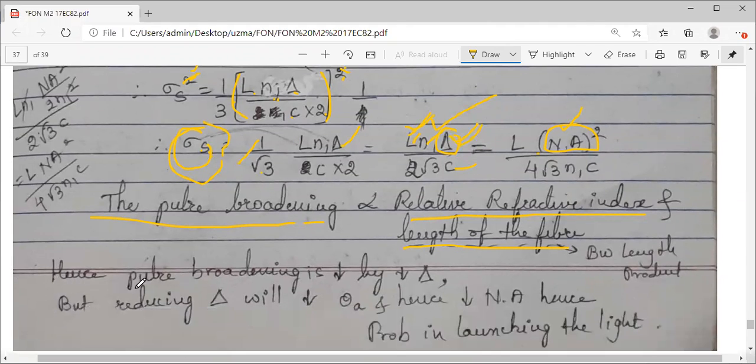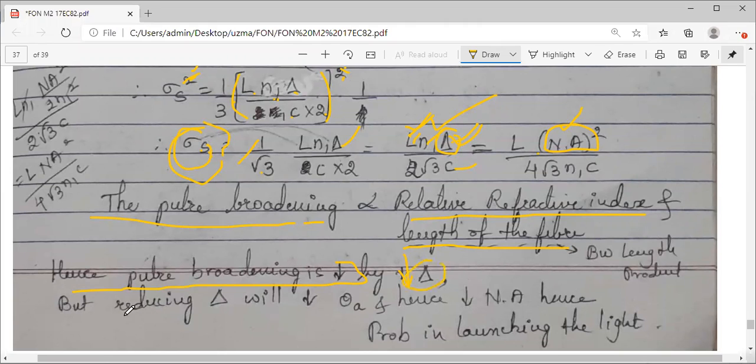So what we can do, how can pulse broadening be reduced? How it can be reduced? One way is to reduce the value of the numerator. The length of the fiber you cannot touch. Delta value you can reduce. That is the difference between N1 and N2 refractive index. That you can make it smaller. But how will it affect other things?